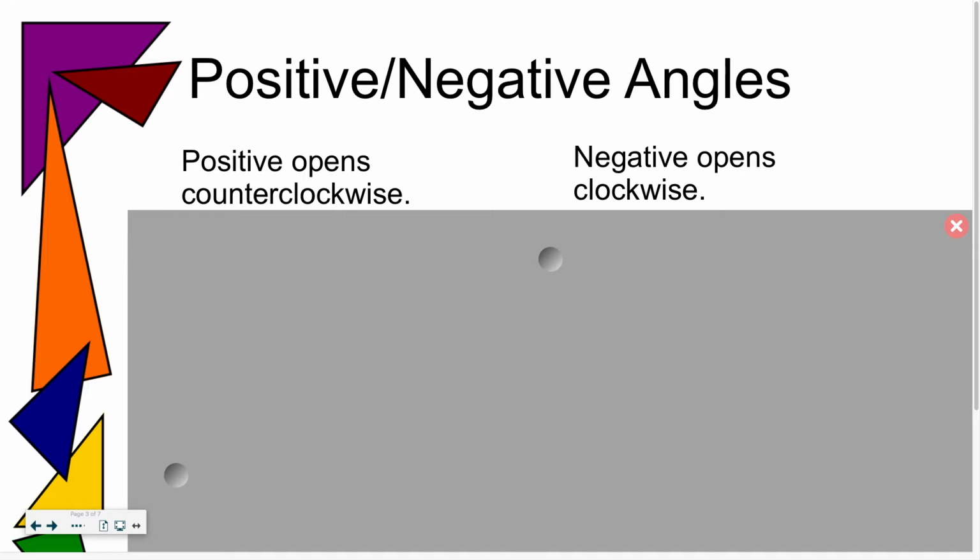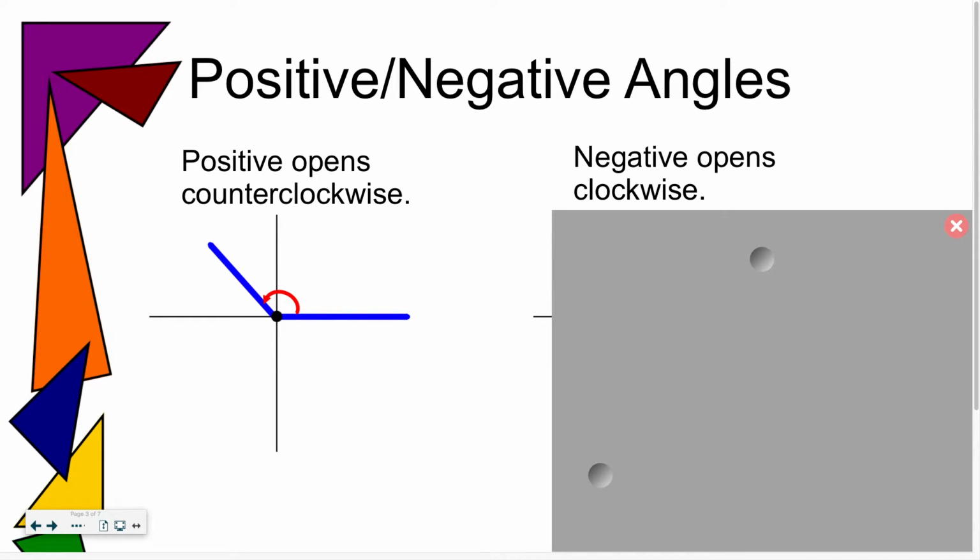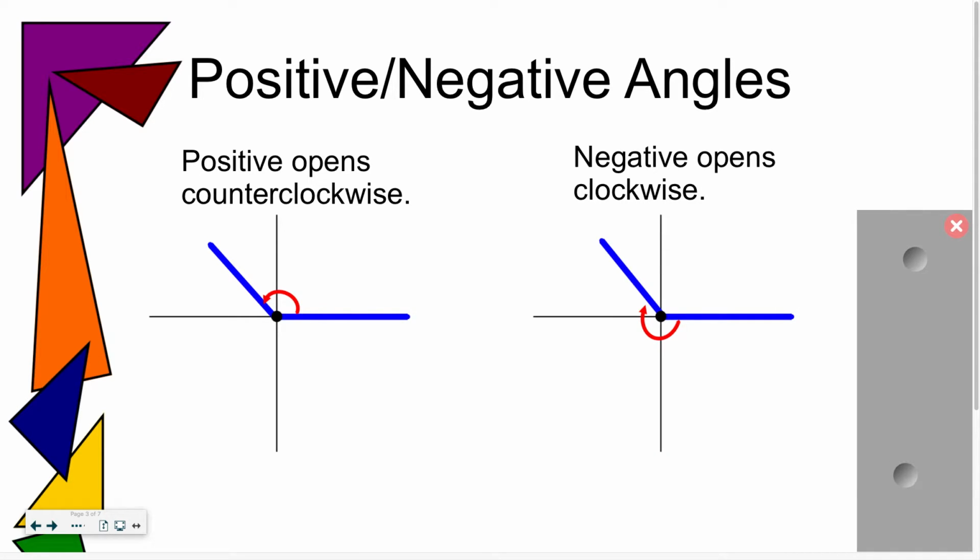And then I just drew a quick sketch of a positive angle. That looks like the one I had on the first slide; I just copied and pasted it. And then I have a negative. Now that little red arc is an important part of your drawing, so I can see that you understand directions of angles.